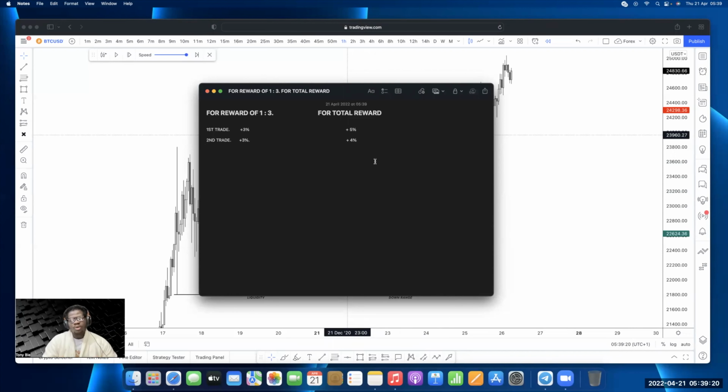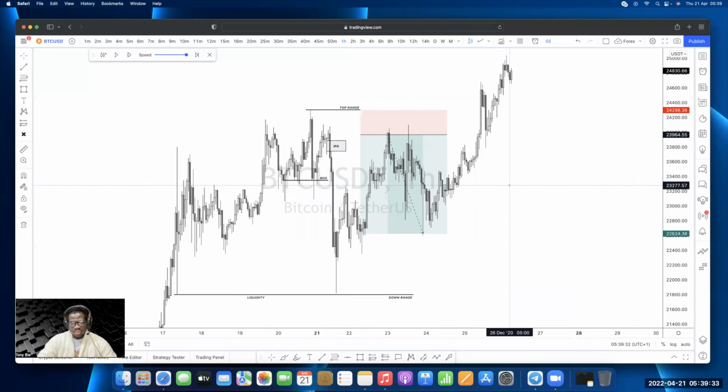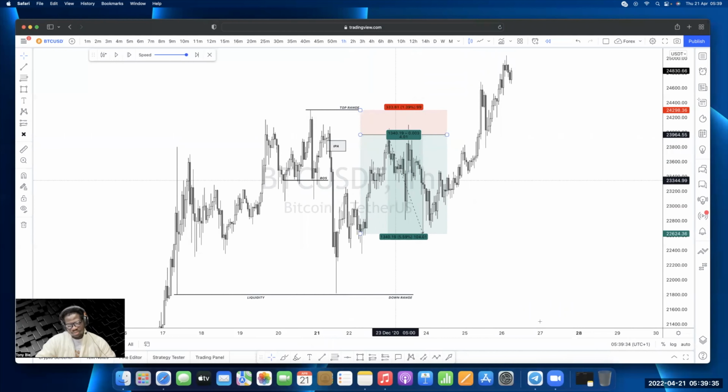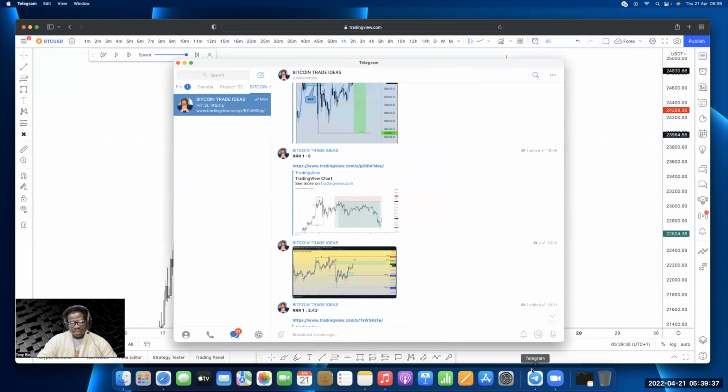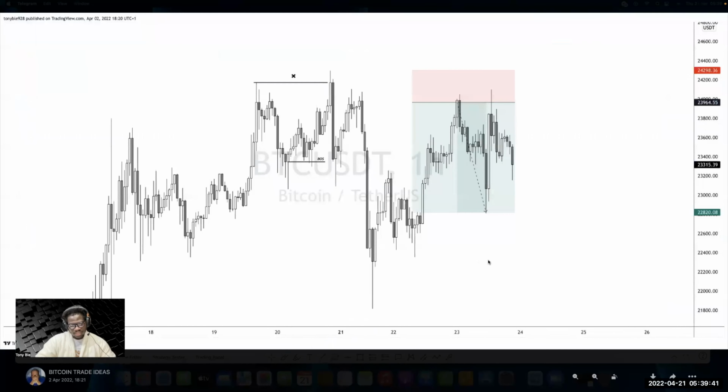So now, if you're going for 1 to 3, you're up 6% already on your account. If you take the full reward, you're up 9%. Okay. 9% already. So now let's continue. Okay, so the second trade was actually a win. It played out perfectly and gave a 1 to 4 risk to reward. All right. So let's check. Okay. This is it. Marked out, it played out perfectly.